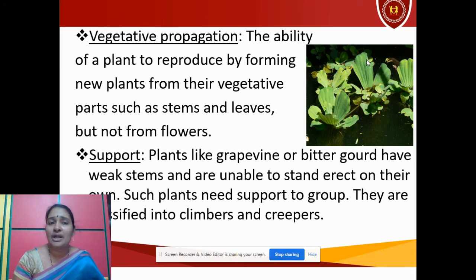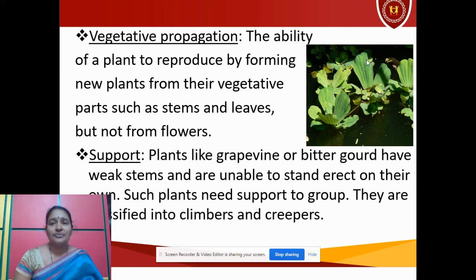Vegetative propagation is the ability of a plant to reproduce by forming new plants from its vegetative parts such as stems and leaves, but not from flowers. Actually, flowers are responsible for reproduction. Flowers turn into fruits. When the fruits open, seeds are present. When you sow seeds in the soil, we get a small baby plant. But in vegetative propagation, parts other than the flower give rise to new plants. Such a method is called vegetative propagation.